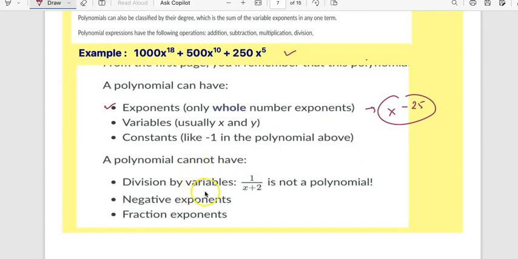A polynomial cannot have division by variables. This means what? Yeah, I was right. We cannot have division by variables, because if I rewrite it, it will look like this to you. So this is not a polynomial. Negative exponents, no, this is not a polynomial. Fraction exponents, if I write it like this, x to the power 2 over 5, that's not a polynomial. This part is very important for you, so please pay attention. When you take the test or quiz, you might have questions like this. A polynomial, you should keep in mind, cannot be divided by variables, or have a negative exponent or fraction exponent.